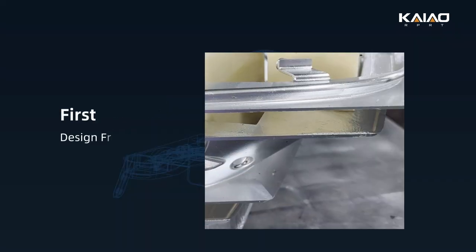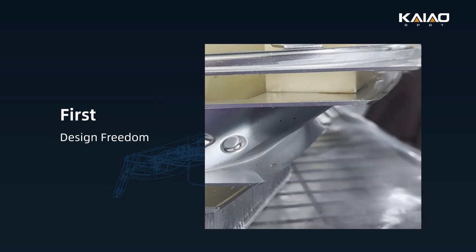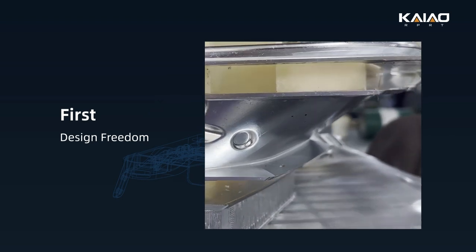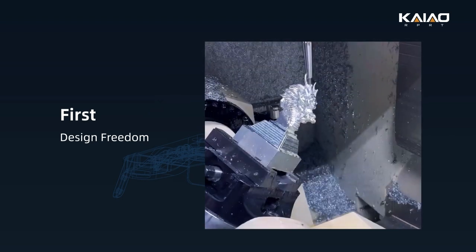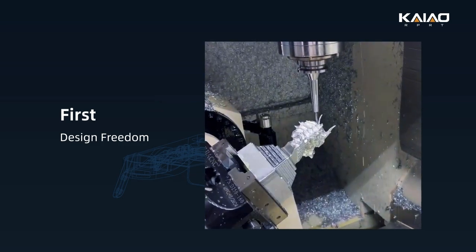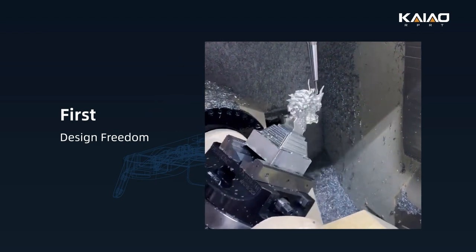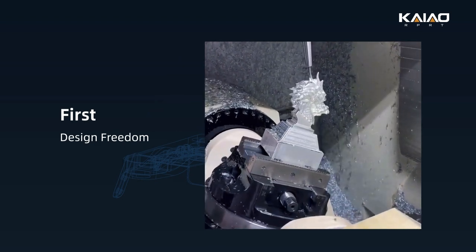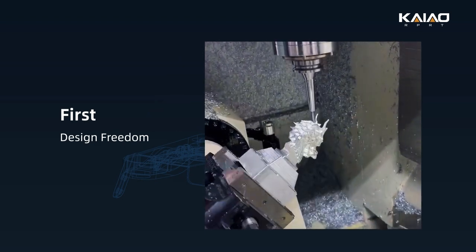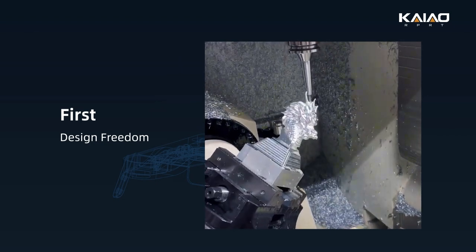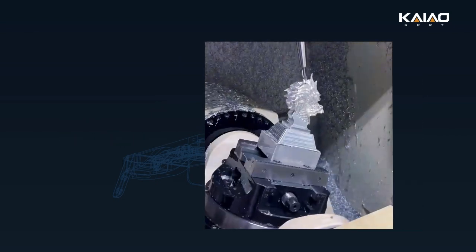First, design freedom. 3-axis forces you to compromise. If your design has undercuts or deep, complex cavities, a 3-axis tool simply can't reach them. You'd have to split your product into multiple smaller pieces and bolt them together later. 5-axis allows you to manufacture wild, organic geometries as a single, solid piece.